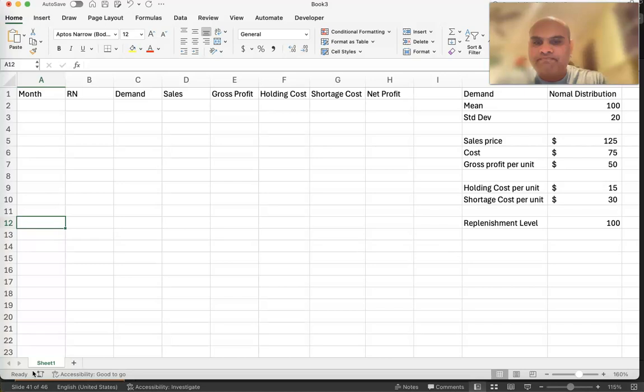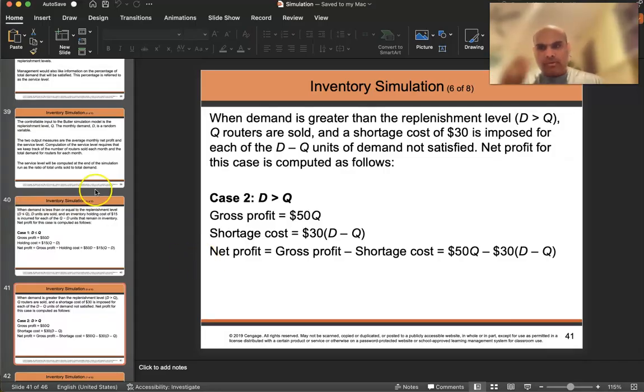Hello everyone. In this video, we are going to continue with what I did in the last video, which was introduce the idea of inventory simulation to you. In this video, I'll go over the Excel formulation of that inventory example.